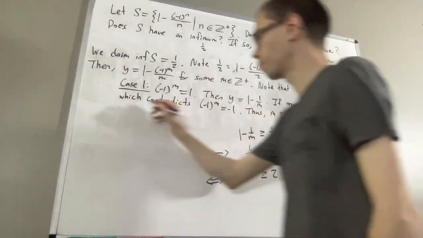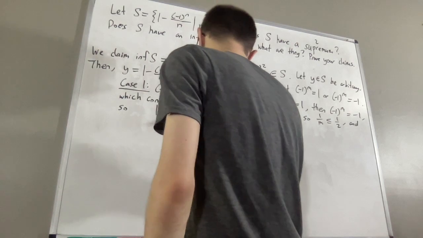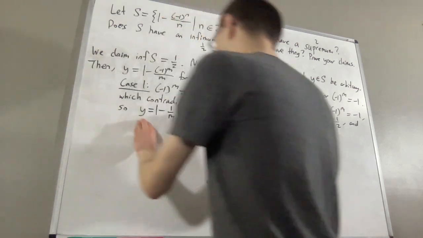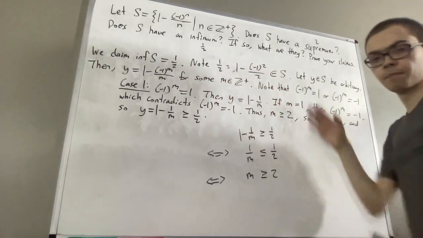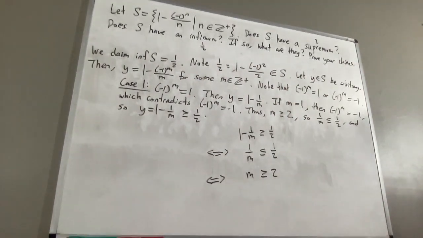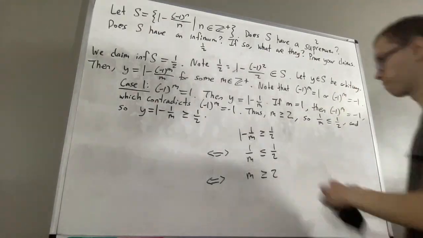And so we get 1 minus 1 over m is greater than or equal to 1/2. And that tells us y is greater than or equal to 1/2. And so we're done. This completes case 1. Now let's move on to case 2, where -1 to the power of m is equal to -1.